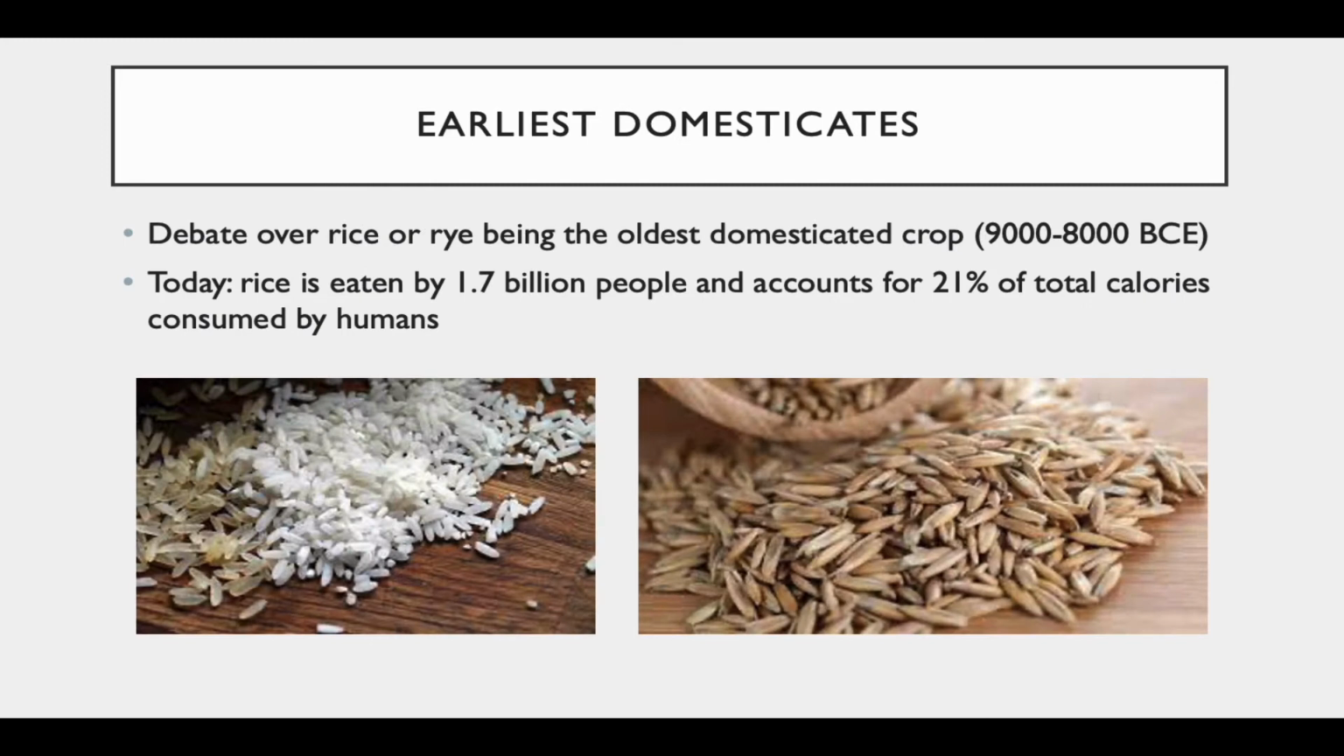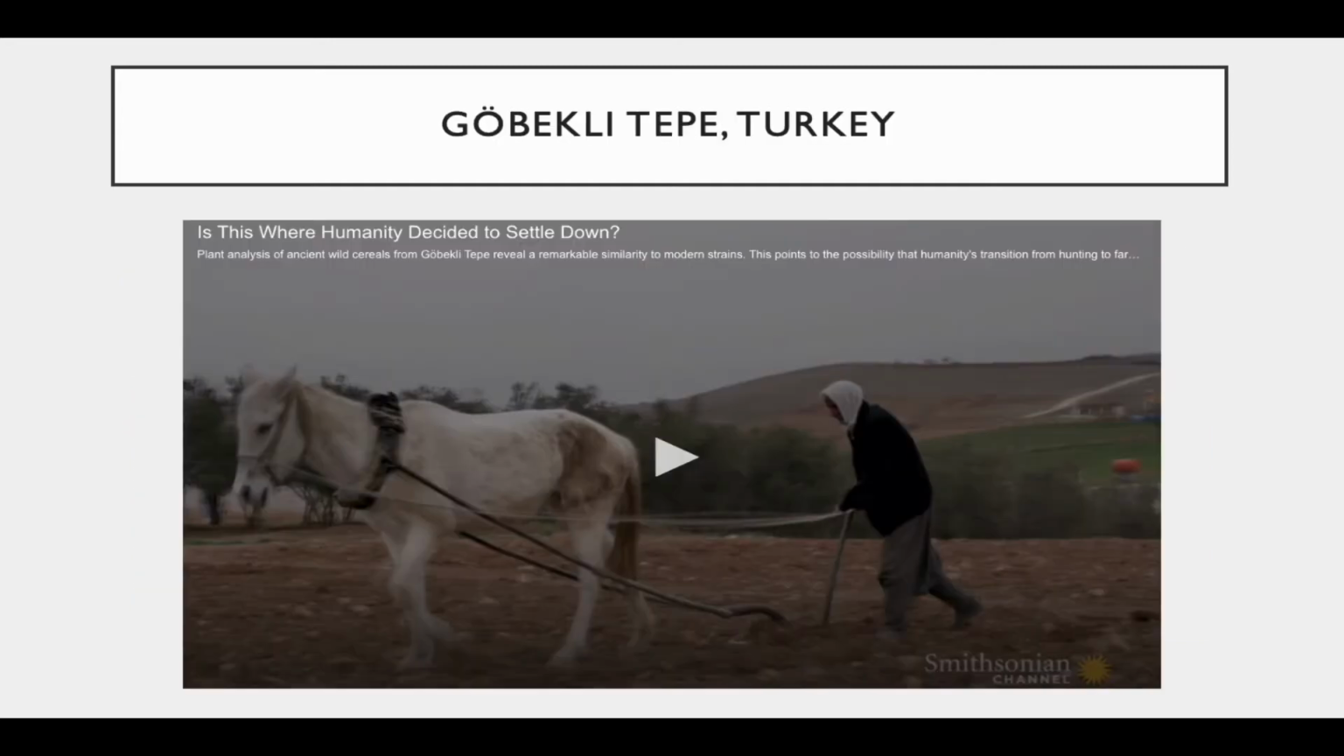Among these specialists, there's debate over what the earliest domesticate actually was, rice or rye grains. Among those, we find samples that date from 9,000 to 8,000 BCE. Today, rice might be a leading candidate, though. It's eaten by 1.7 billion people and accounts for 21% of total calories consumed by humans. So, pretty impressive feat. In this module, I'm going to include a very short video. It talks about the site of Göbekli Tepe in Turkey, which is a potential place where domestication might have first occurred. So take a look at that when you're done listening here.